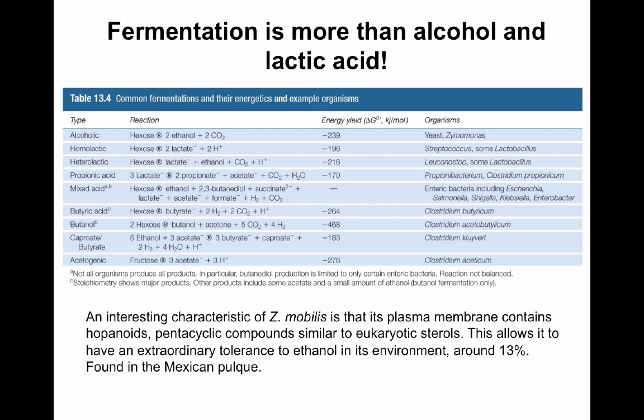Notice that yeast cells are not the only cells capable of generating ethanol and CO2. I want to point to you Zymomonas mobilis, which is a bacteria that is able to ferment sugar into ethanol and carbon dioxide. And they have a high content of hopanoids in their membranes, which are able then to help them tolerate ethanol and therefore be useful in the generation of, for example, the Mexican pulque, which is an alcoholic drink, and also the generation of very yummy tequila and mezcal.